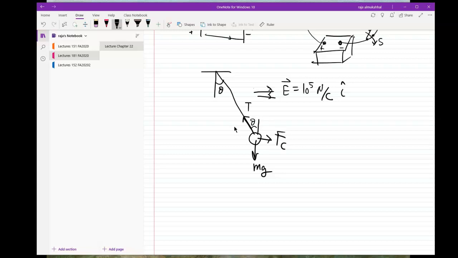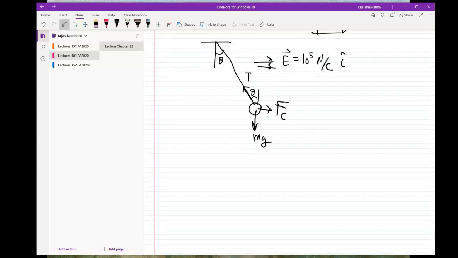Now, here is a question. What is the expression for the Coulombic attraction here? You think about it while I go to the next step. What I want to do now is resolve the vectors. So the tension has two components: one component is T cosine theta, and the other is T sine theta, correct?